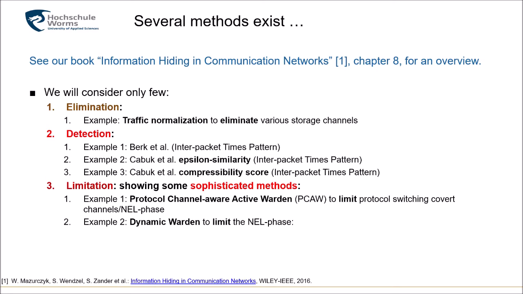So in our book Information Hiding in Communication Networks, Chapter 8, we cover lots of hiding countermeasures. I cannot go through all of these, and some of the methods that I show here are also not discussed in the book, but I will cover the basic ones that I think you really should know, especially the traffic normalization, which is a method to eliminate covert channels.